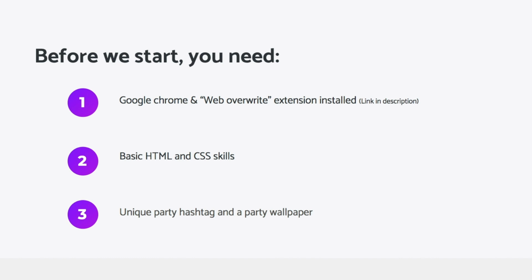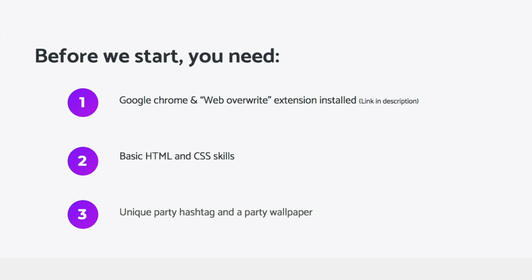So before we start, you need to install Google Chrome if you haven't already, and you need to install the Google Chrome extension called Web Override. It needs to be installed on the computer that you want to present your Instagram feed from, because we are doing the changes only to the local machine on Instagram.